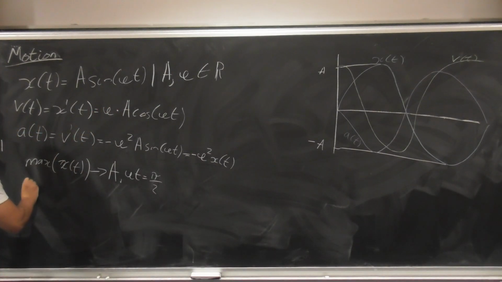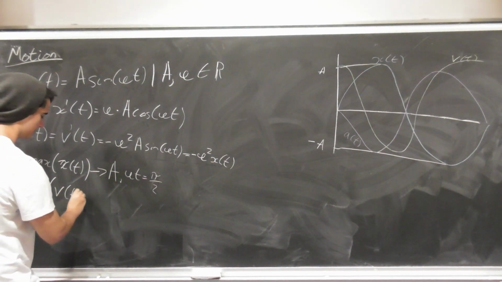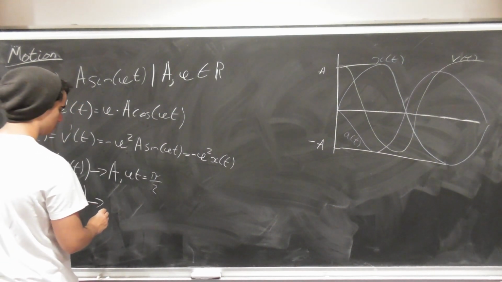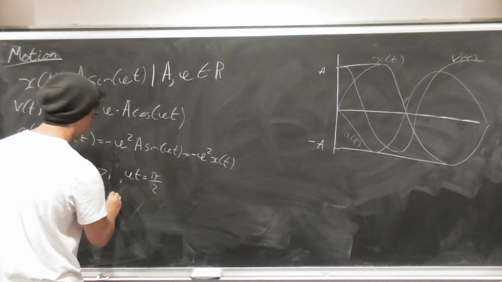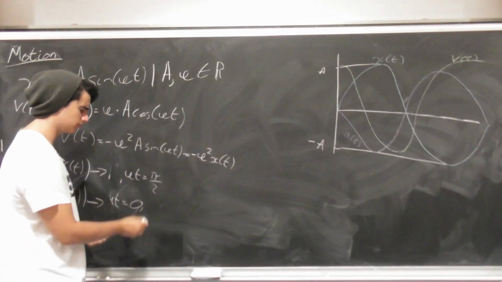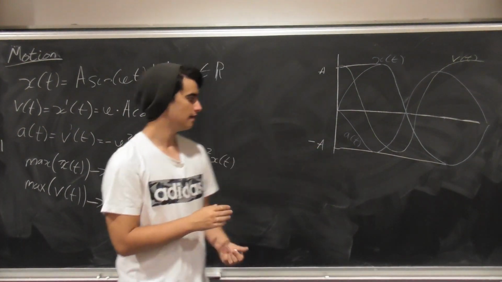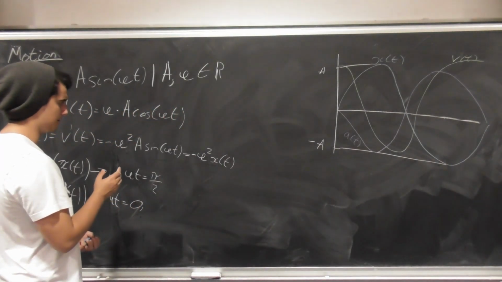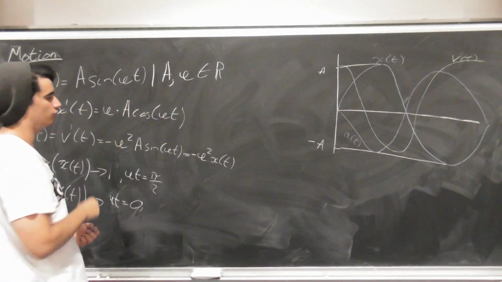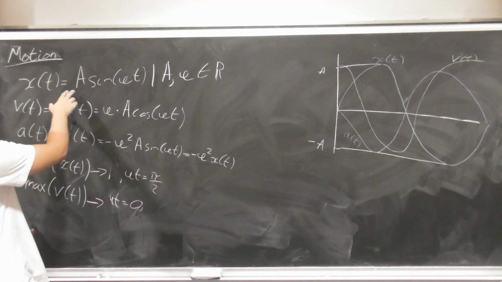In the same way, if we took the max value of the velocity function, this will give us that omega t is equal to, say, 0 as the first one. Zero is the first one we'll see, and again, it repeats every 2 pi. It technically repeats every pi. And if we evaluate the position function at 0, when omega t is equal to 0, sine of 0 will go to 0, and the whole position will go to 0.